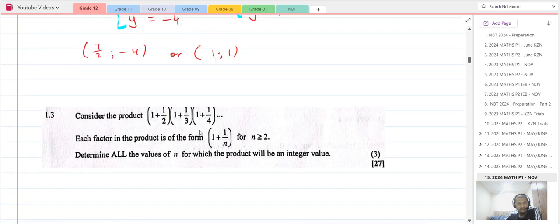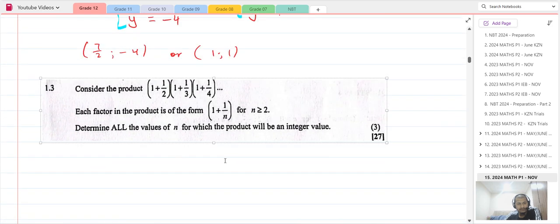Right, so we have: consider the product. So what type of product is this? 1 plus 1 over 2, 1 plus 1 over 3, 1 plus 1 over 4, and it continues right up to infinity. So we have an infinite product. Each factor in the product is of the form, for n greater than or equal to 2. So if you are going to generalize this, n is greater than or equal to 2.